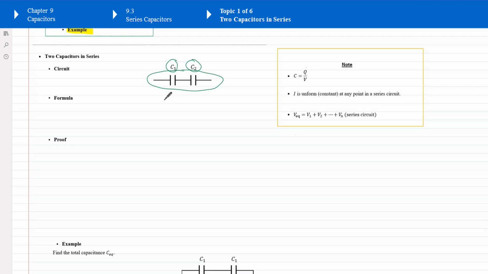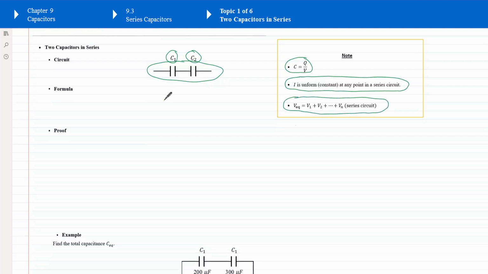From the previous lesson, we learned capacitance is defined as Q over V: the total charge stored inside the capacitor divided by the total voltage applied to it. We also know that for a series circuit, the current is the same anywhere in the circuit. It is a constant number. Also, the total voltage dissipated on the entire system is the sum of the voltage drops on the individual capacitors.